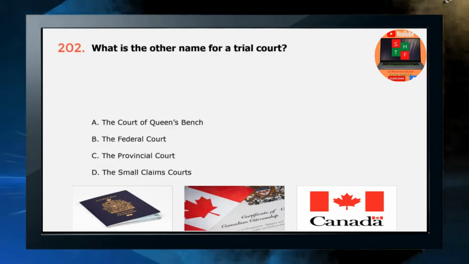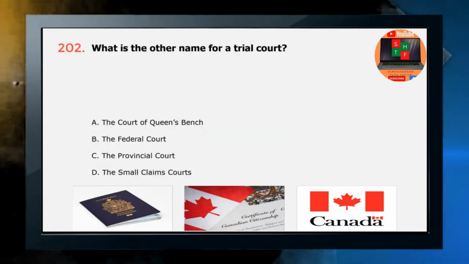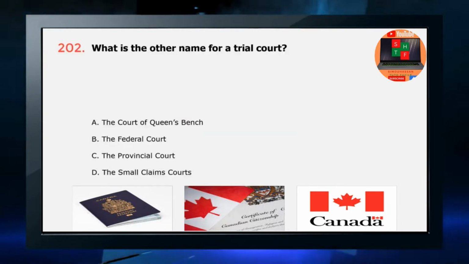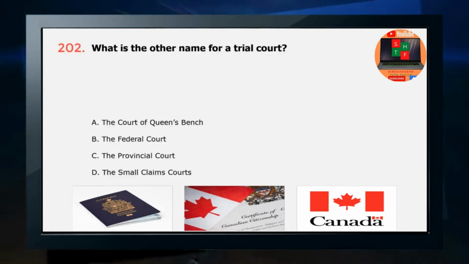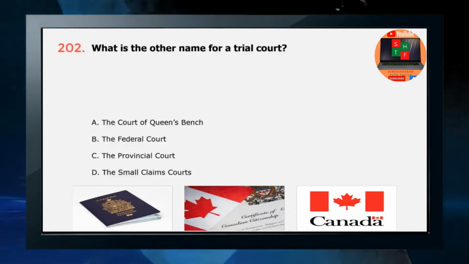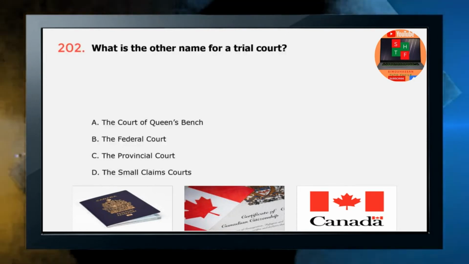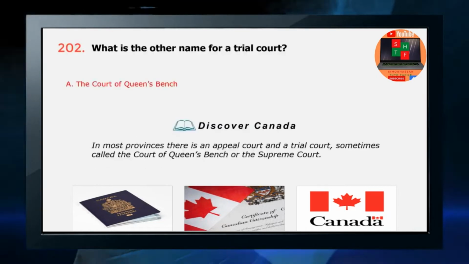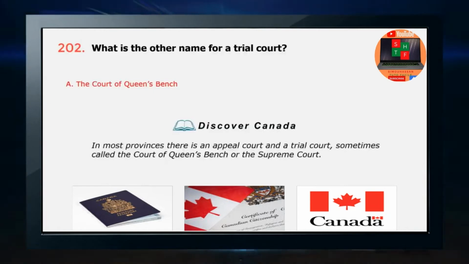Question 202. What is the other name for a trial court? A. The Court of Queen's Bench. B. The Federal Court. C. The Provincial Court. D. The Small Claims Courts. The answer is A. The Court of Queen's Bench.